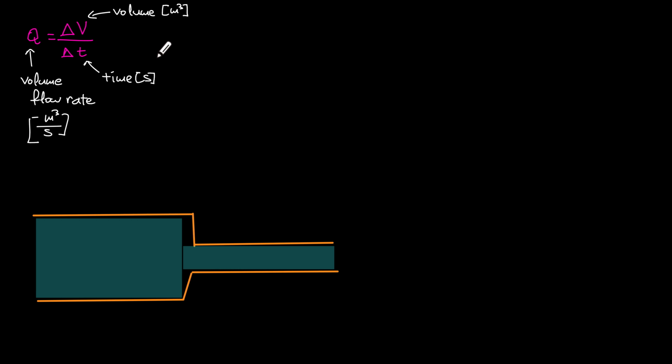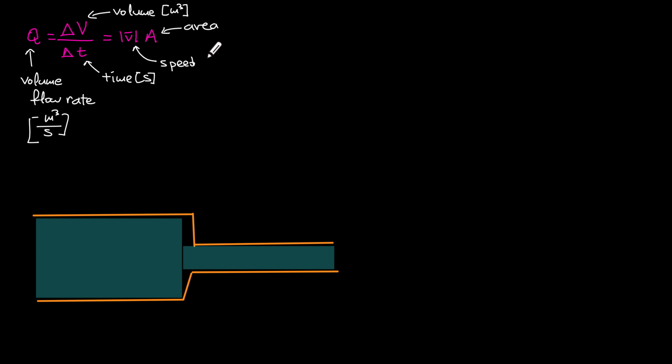Now, I will not go through the proof, but you can somewhat easily show that the volume flow rate can also be calculated if you know the speed of the fluid and the cross-sectional area of the tube, or wherever the fluid is flowing. So here, this is the speed of the fluid, and A is the cross-sectional area.